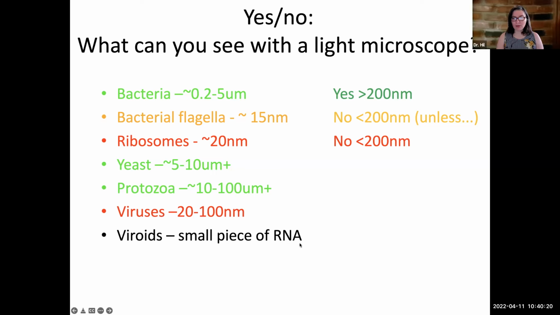Viroids are just a small piece of RNA. That's not going to be visible with a light microscope. It's too small, right? If a virus can't be seen, and a virus is a big piece of RNA usually, or maybe a piece of DNA wrapped with some proteins, a viroid is like way smaller than that.